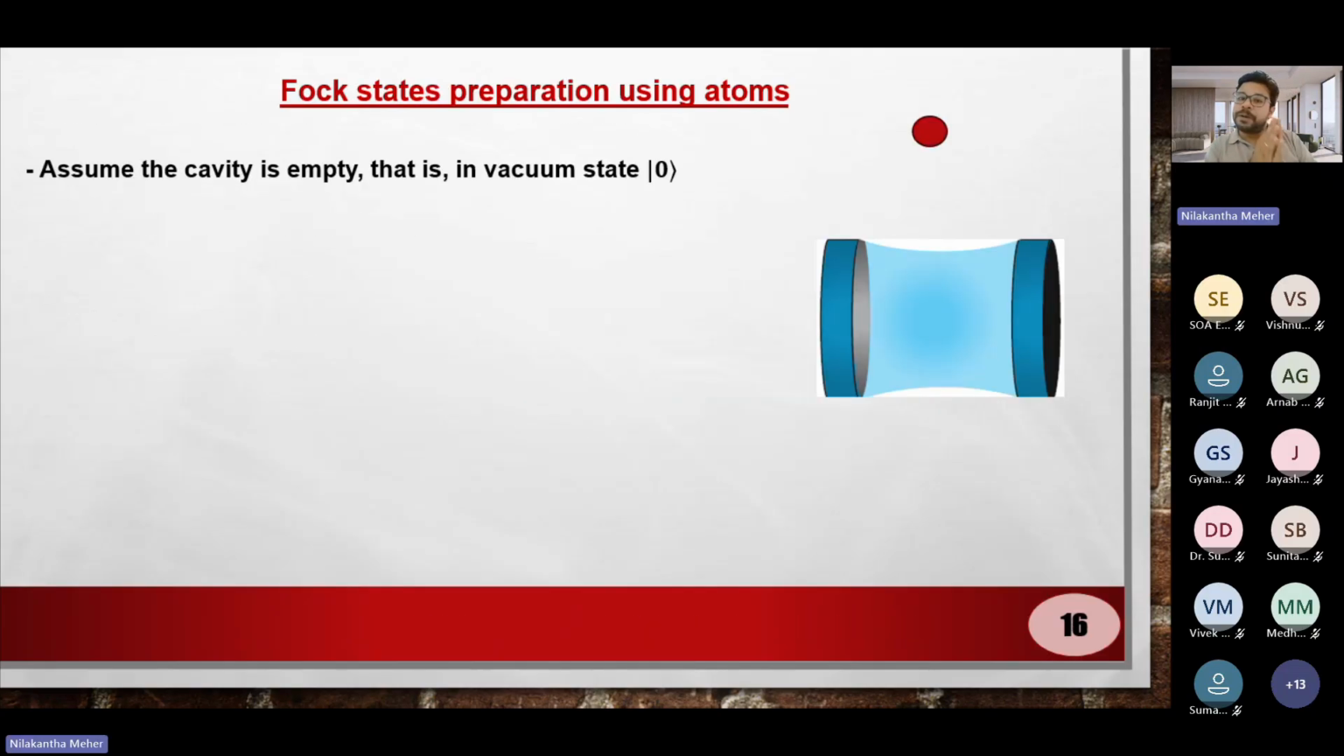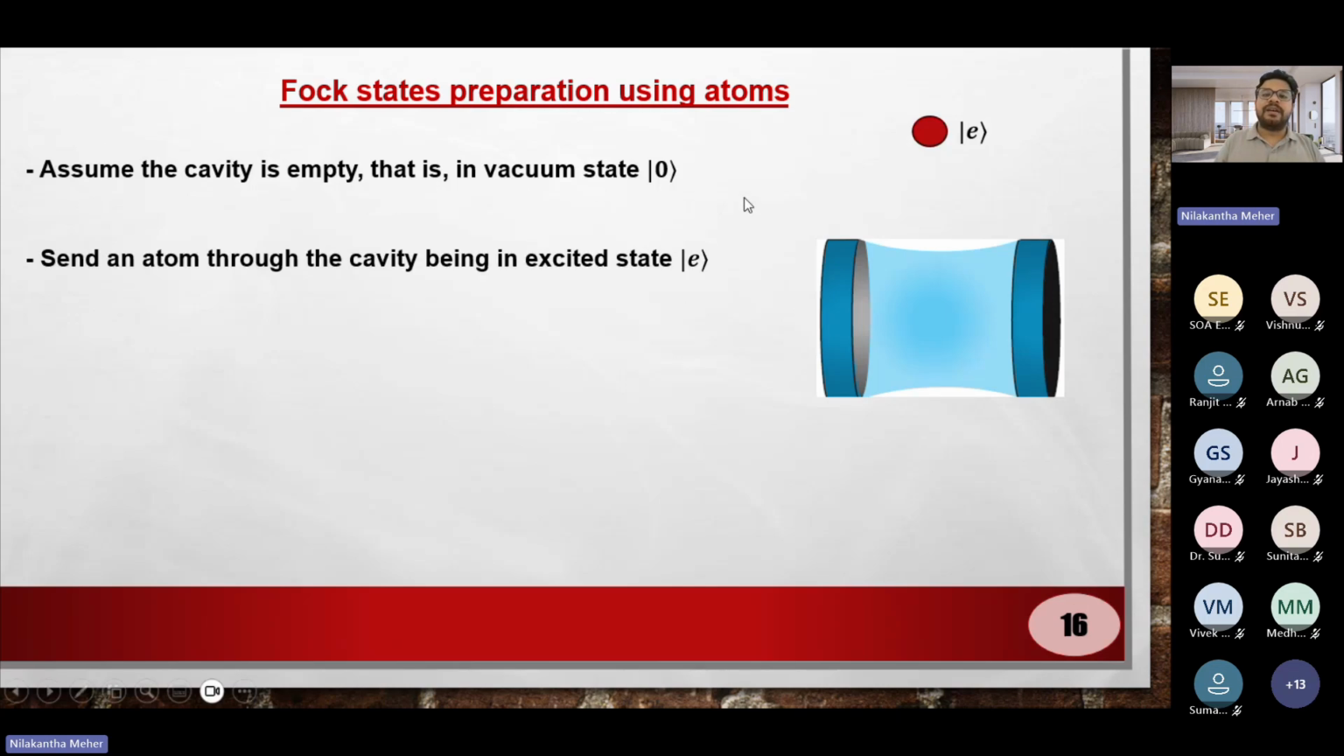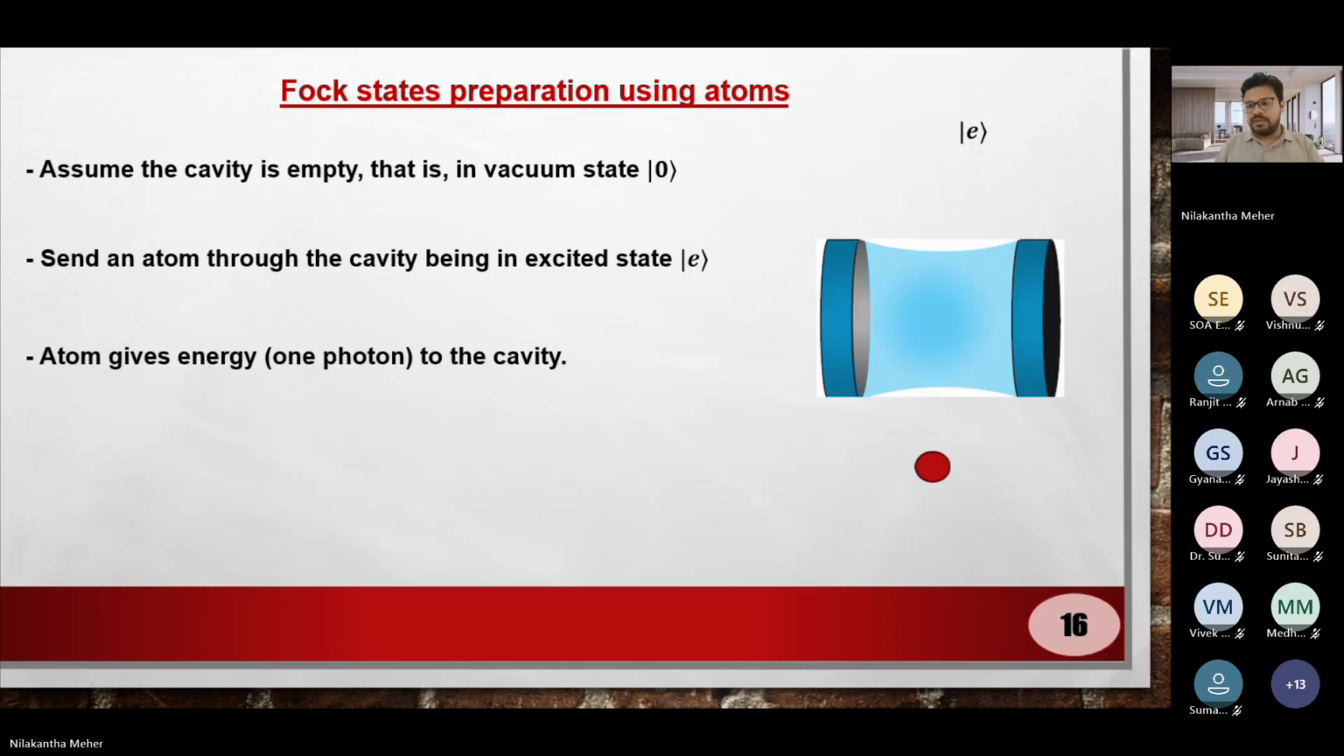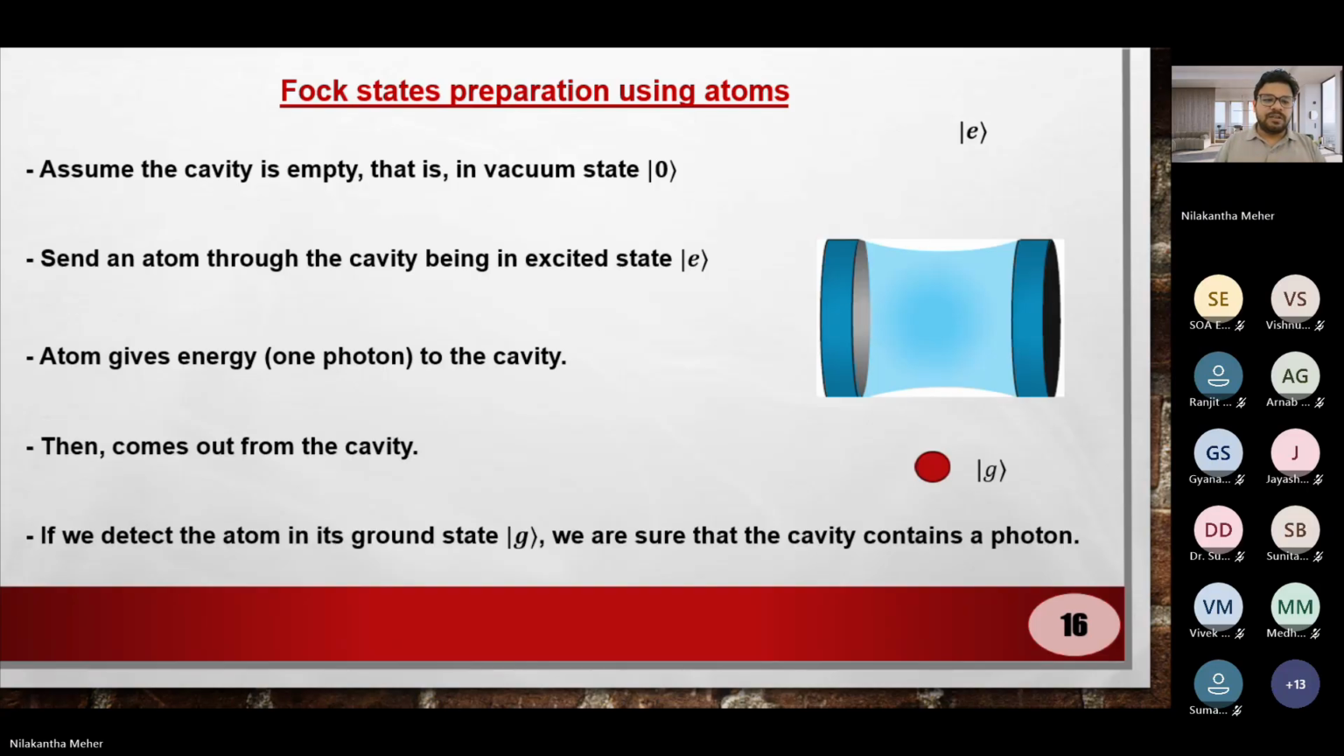So let us see now, can we prepare these number states or Fock states using atoms? Once again, assume the cavity is empty, that is, in the vacuum state, and send an atom through the cavity, which is in the excited state. Now, if you send this atom, essentially what it does, while traveling through the cavity, as it is in an excited state, it can give one photon to the cavity, and it will come back out of the cavity. So now, if you detect this atom in the ground state, then you are sure that the cavity has a single photon state. So essentially, we are able to prepare a single photon Fock state by sending an atom through the cavity.